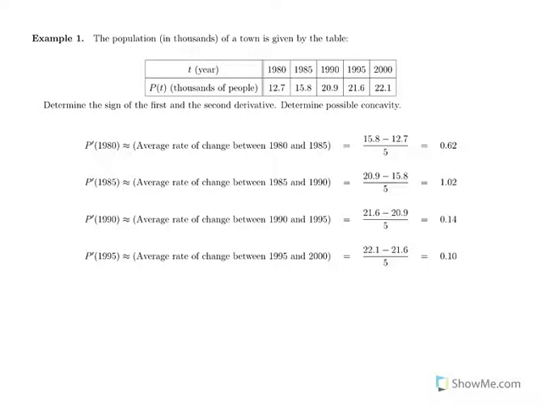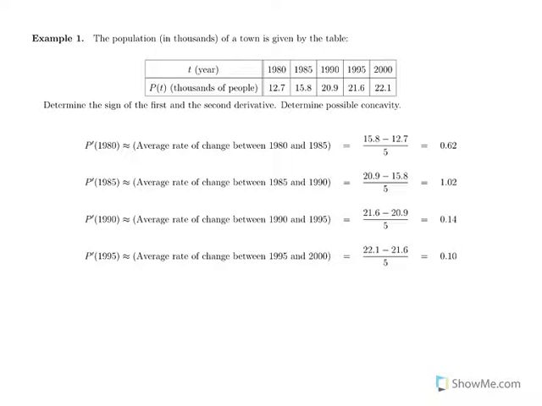If you do the same for 1985, this time we use 1985 and 1990. Note that we could also use 1985 and 1980, but just to keep with the same pattern. There's not one right way to estimate something. But if we do 1985 and 1990, we get 20.9 minus 15.8 divided by 5. That's going to be 1.02. And we do the same for 1990 and 1995. So these are the derivative values.